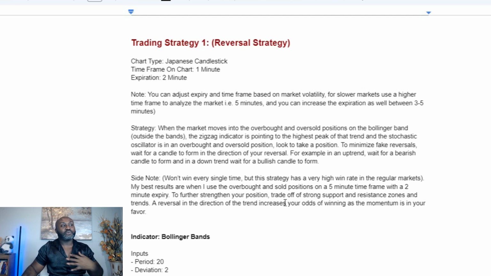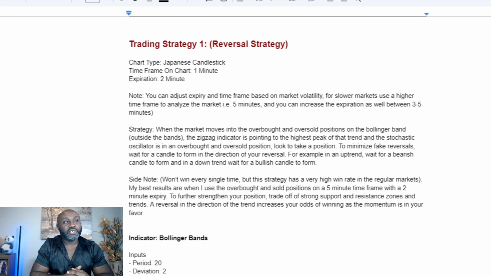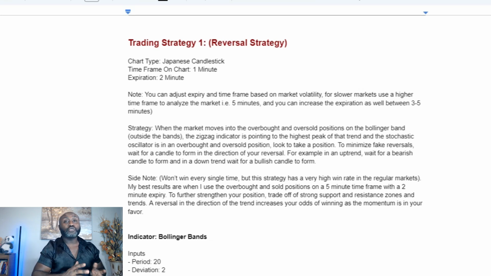My personal best results are when I use these conditions, the overbought and oversold positions, on a 5 minute time frame with a 2 minute expiry time. To further strengthen your position, trade off a strong support and resistance zone, and also a reversal in the direction of the trend increases your odds of winning as the momentum is in your favor.